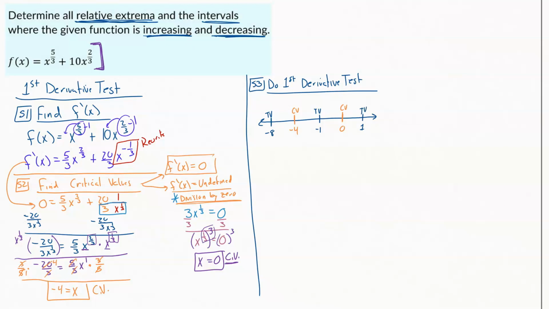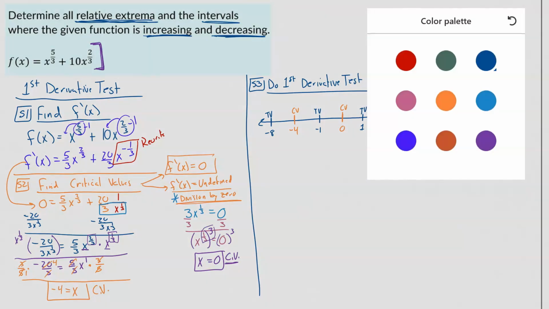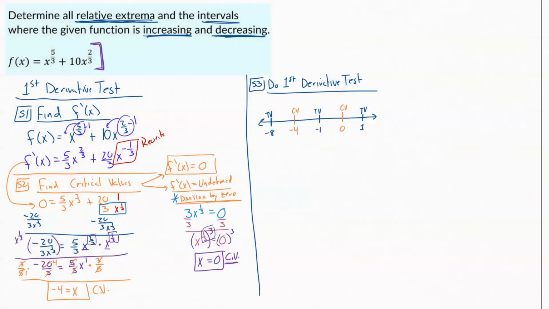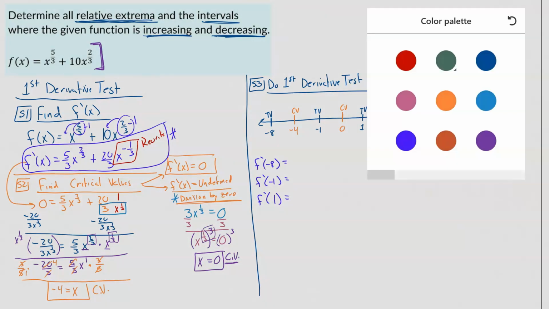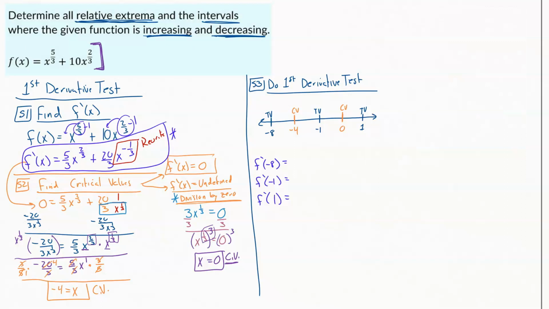So this is a first derivative test. So we are going to test everything in the first derivative, right? Math people are not creative namers. So we have our first derivative over here. That's what we're plugging everybody into. So we want to know, what does f prime of negative 8 equal? What does f prime of negative 1 equal? And what does f prime of 1 equal? And so we are plugging all of those back into our derivative. So do that on your calculator however you need to.